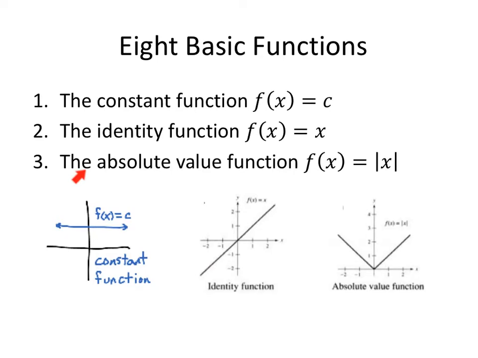The third basic function is the absolute value function. F of x equals the absolute value of x is a V-shaped graph. We're going to move this at some point, make it wider, make it narrower, shift it right, left, up, down, do a whole bunch of different things with it. But for now, the basic V-shaped graph.